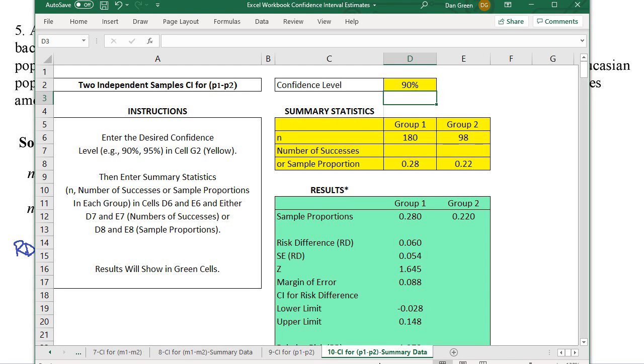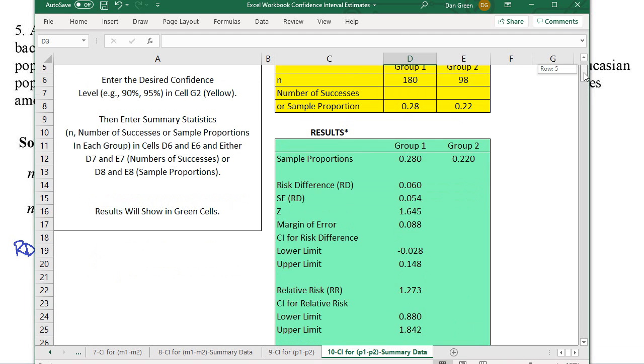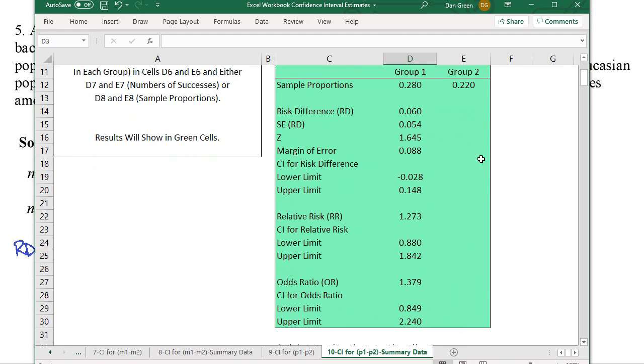One last thing I will mention: if you scroll down here, it gives us some other information. We were asking about the risk difference, and this is the lower limit and upper limit for P1 minus P2. But if they asked for the relative risk, then that confidence interval would be 0.880 to 1.842. And if they asked for the odds ratio, then that confidence interval would be 0.849 to 2.24. So you've got three possibilities there. Be very careful to select the appropriate confidence interval that's asked for.